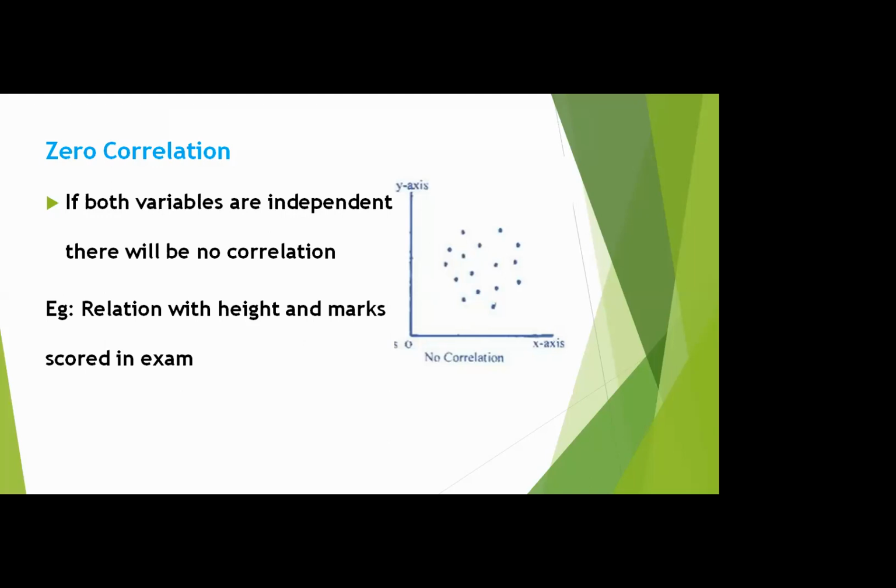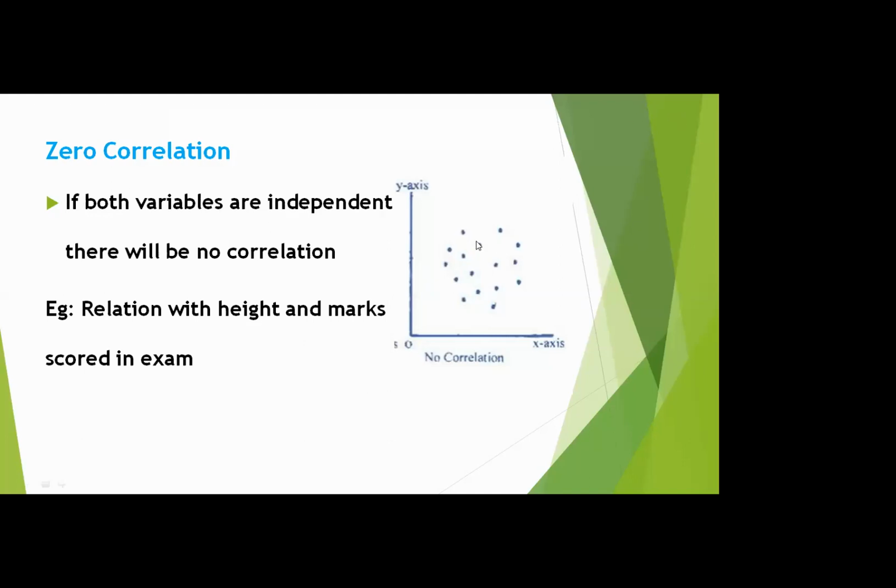Like there may be no relation between height and marks scored in an exam, right? Whatever the height, it does not depend on the marks he obtained in an exam. Both variables are continuous, but they are not related to each other. Such relationships are called zero correlation. The value zero means what? There is nothing, right? So there is no relationship between those two variables. That is called zero correlation.